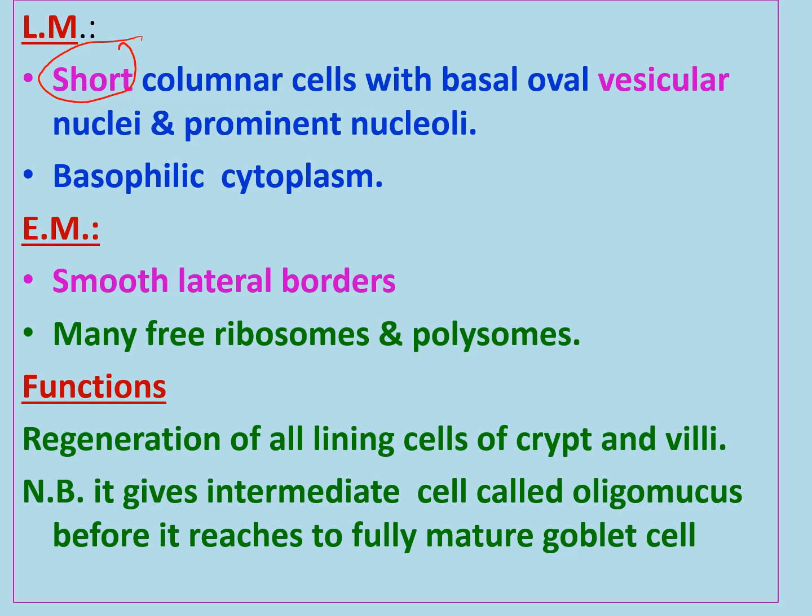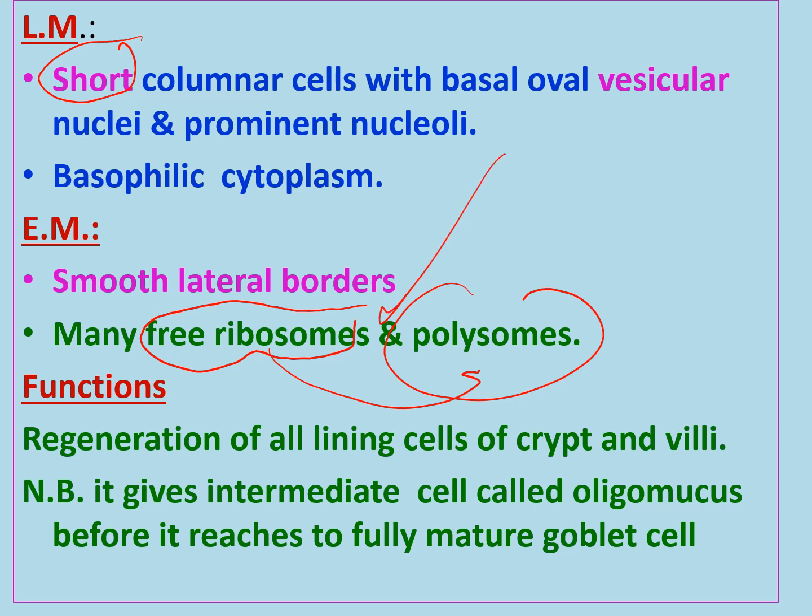What about the organelles present? The more important organelle present is free ribosomes, which may be in aggregation, so-called polyribosomes. So don't miss many ribosomes. It will not be attached by many junctions to the outside. It has a smooth lateral border, no lateral interdigitation with the cells, in order to allow migration and division into other types of cells. So what is the function of this cell? The main function, as it is a stem cell, is regeneration of all lining cells of both the crypt and villi.